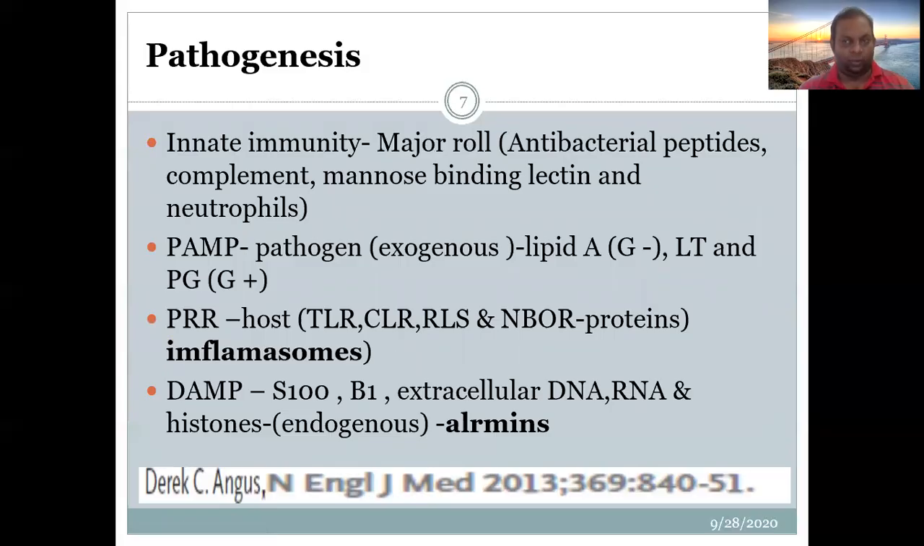Pathogenesis, it's the most important thing. You know, innate immunity has a major role: antibacterial peptides, complements, mannose binding lectin, and neutrophils. Antibacterial peptides act in the first line of defense.